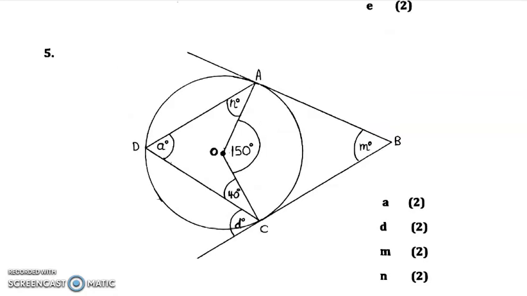AB and CD are tangents to this circle. An angle which is made by a tangent and a radius gives us 90 degrees. Therefore, this angle is 90 degrees and this angle is also 90 degrees.